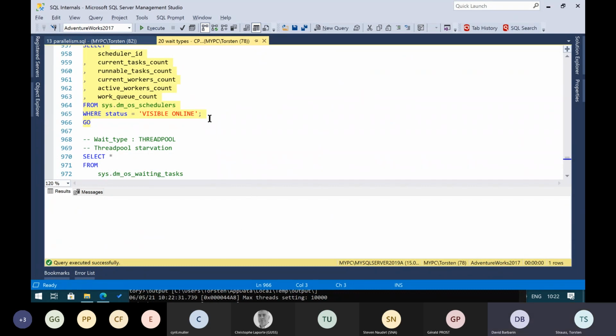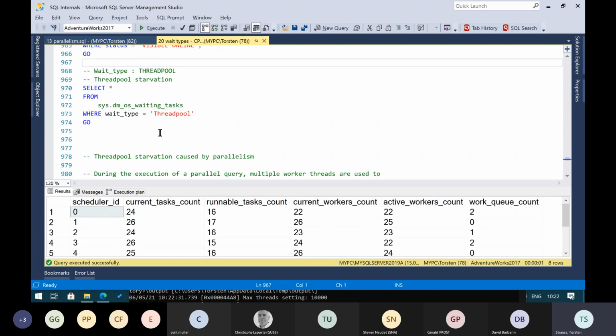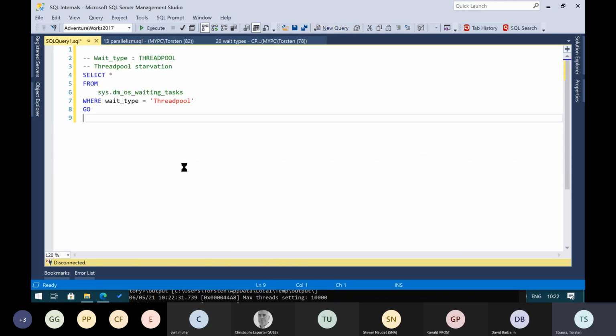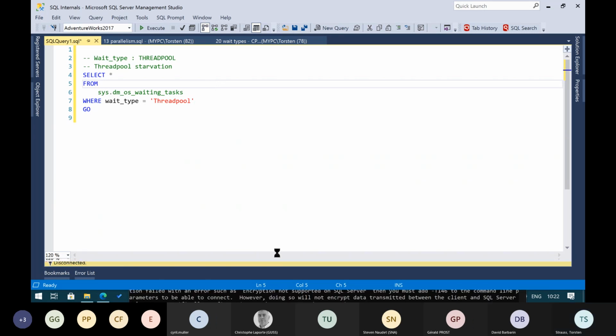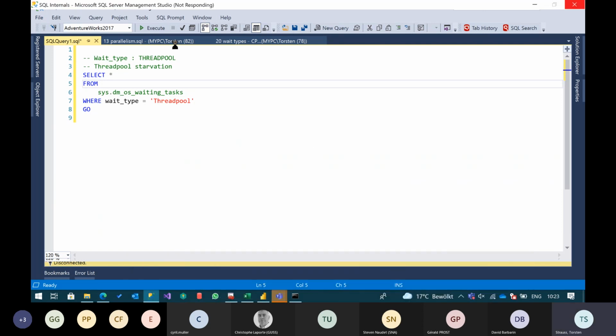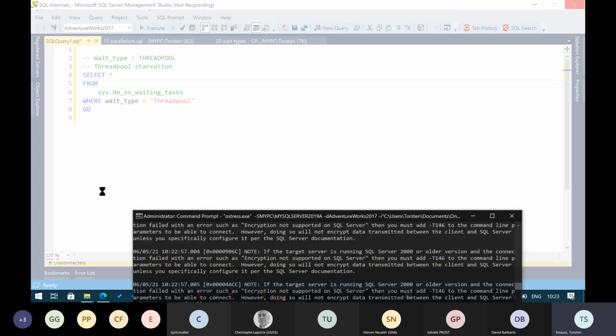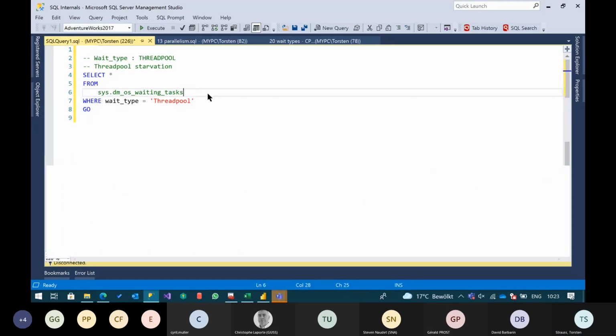So what we can see here, and it takes a moment, this is nothing I should worry about, is we can use this DMV sys.dm_os_schedulers, and we can use this DMV sys.dm_os_waiting_tasks. Let me see whether I can execute the query. You can see that my entire system is horribly slow, and we can already see error messages here in the background. So you can see nothing is working anymore. So I need to stop CMD here. Now it's back.